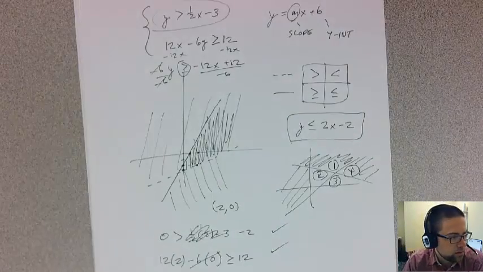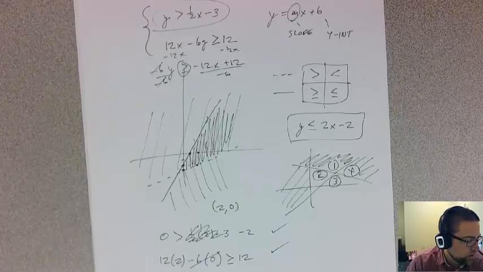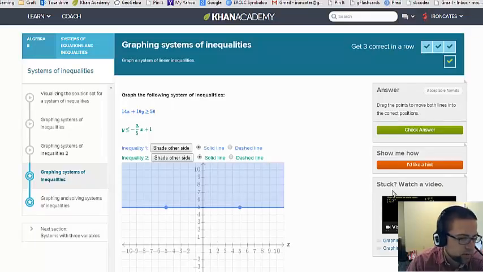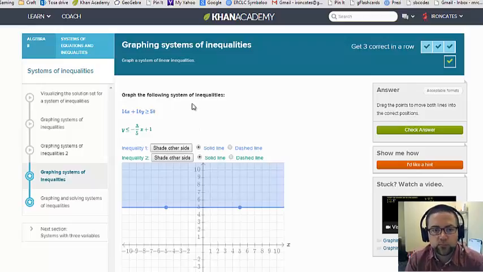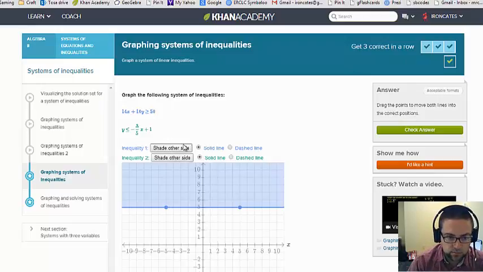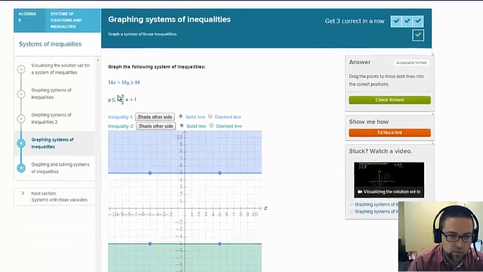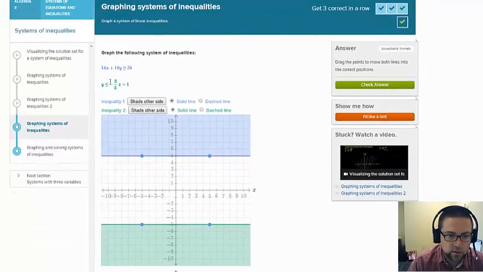All right, let's go ahead and look at using the computer. And we're going to do this common counting practice here. It'll be difficult for you to get 3 in a row because there's a lot of things to check on these. You have to check to make sure the shading's on the right side. You have to check to make sure it's either dashed or solid. Right now I can tell you they both are solid because they are also equal to. So that's good. You have to check the slopes of the line and the y-intercepts.